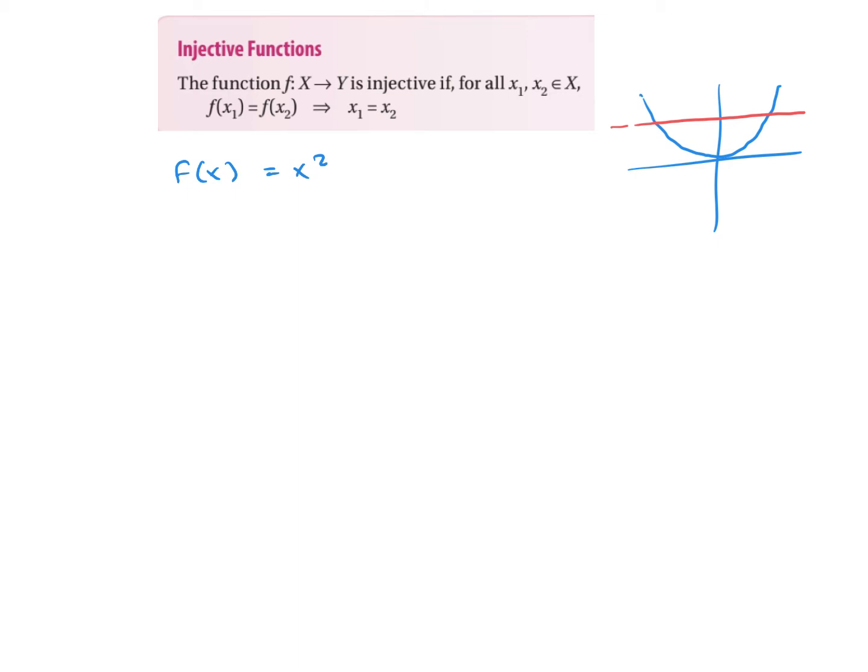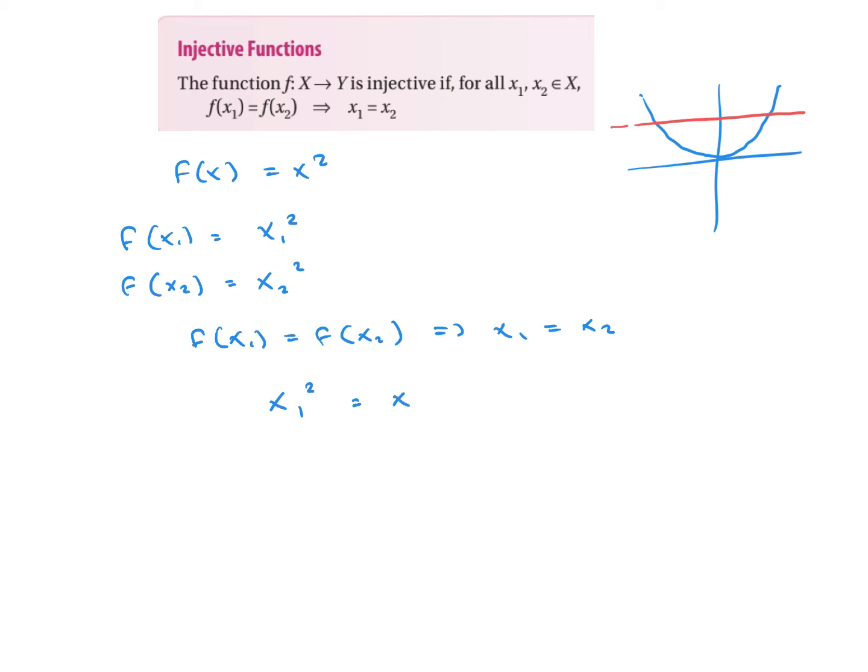So I'm going to put f of x1 is equal to, well, that's just x1 squared. f of x2 is equal to x2 squared. And remember the statement is if f of x1 is equal to f of x2, that implies that x1 should be equal to x2 once we tidy it up. At the moment, what we have is x1 squared is equal to x2 squared. So that's what we've got at the moment.